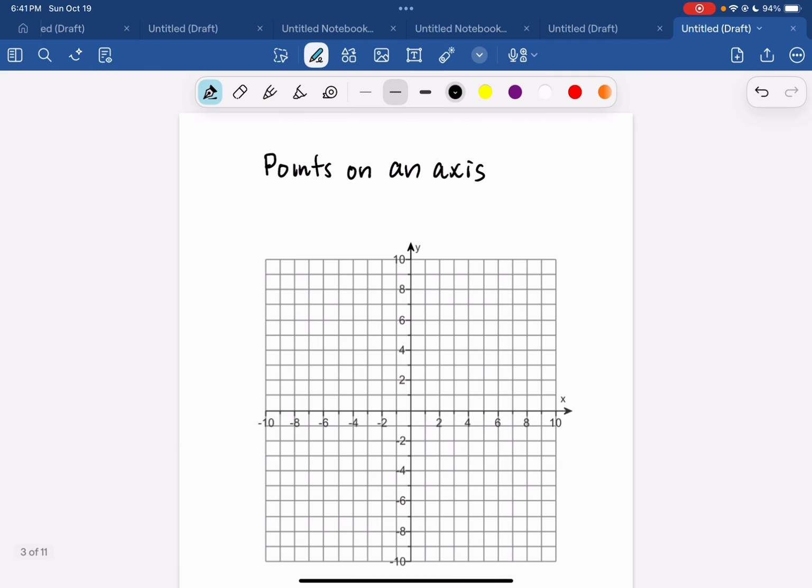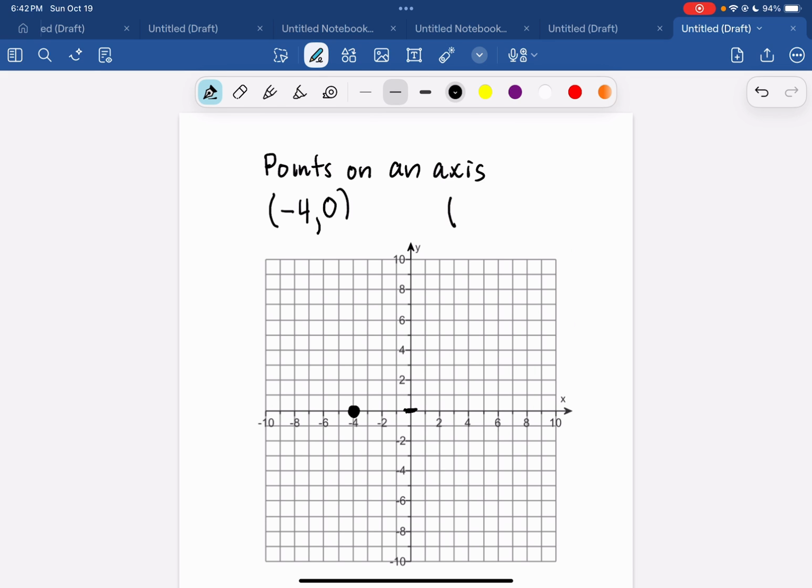Now, points can be on an axis. So if one of the coordinates is 0, for example, -4, 0, since the Y is 0, this is going to lie on the x-axis because it says go to x -4, but don't go up or down. Stay at the 0, 0 level for your Y.